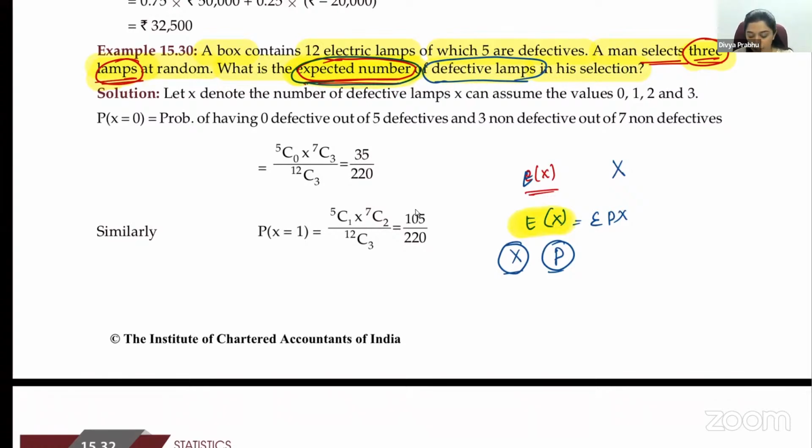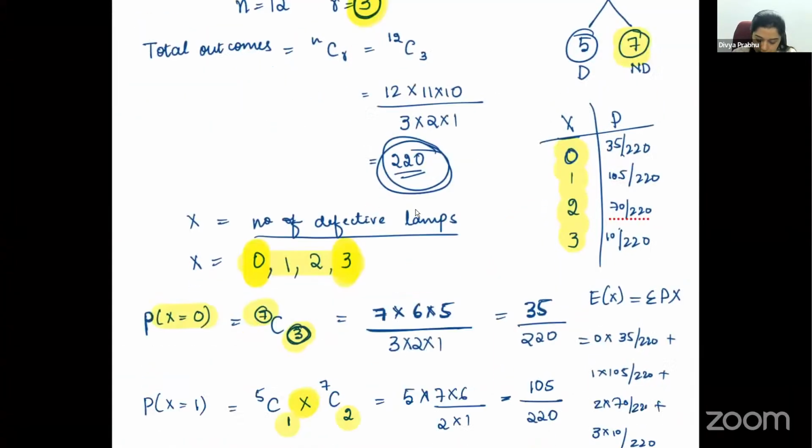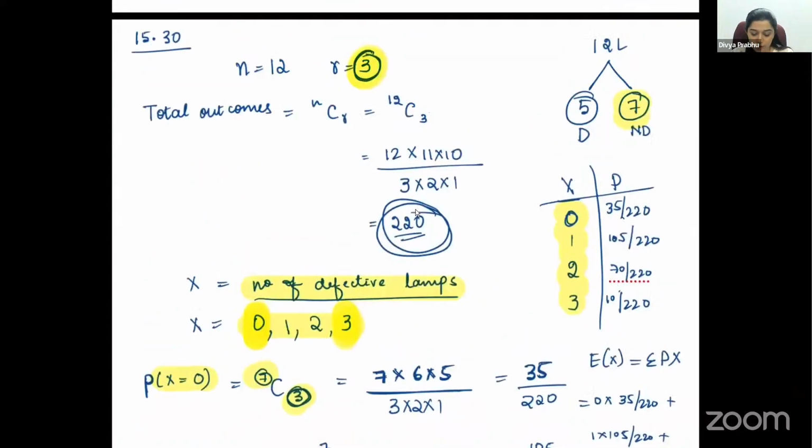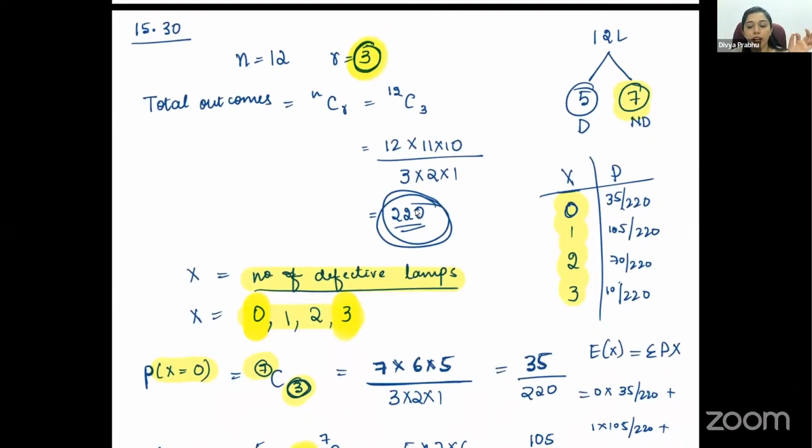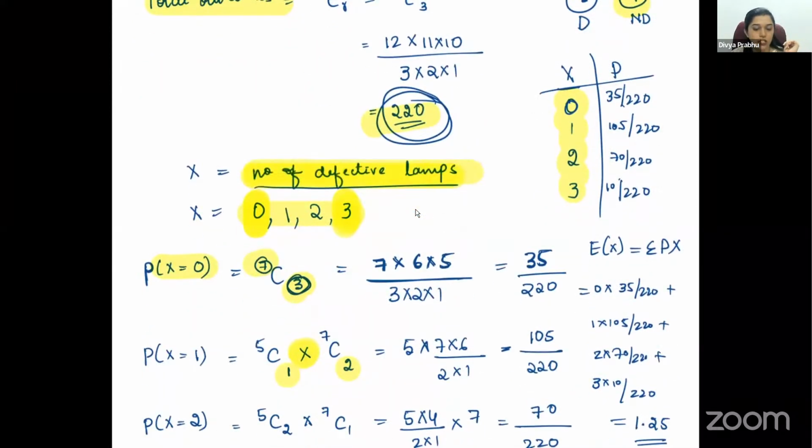E of x formula is summation px, which means I will have x values, I will have p values. So start finding x and p. What is x? X is always what is asked in the question, which is number of defective lamps. So I'll define x as the number of defective lamps. Before this, always remember, the concept based on combinations will start from n, r, and total number of outcomes. So you write what is n, what is r, then total outcomes. Once you calculate total outcomes, next go for defining what is asked in the question.